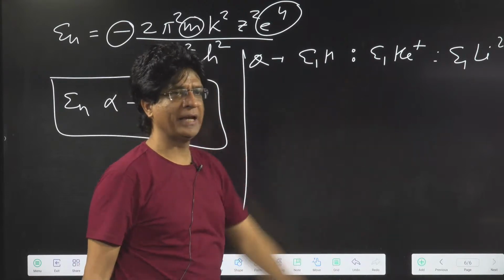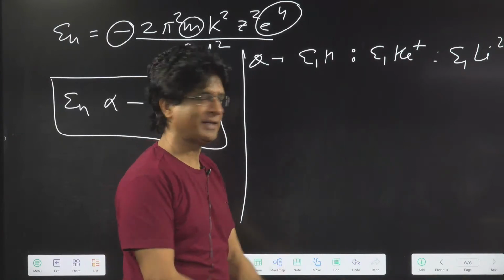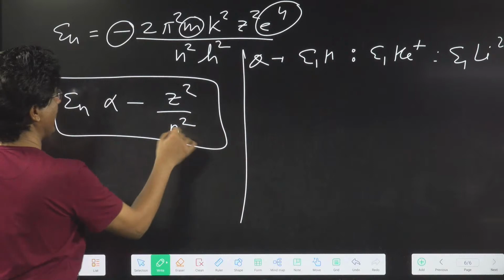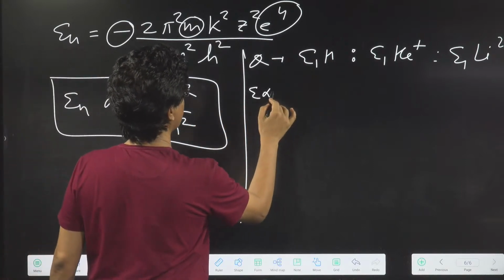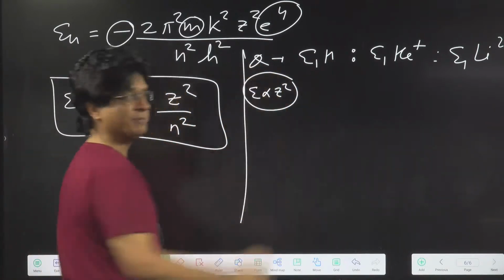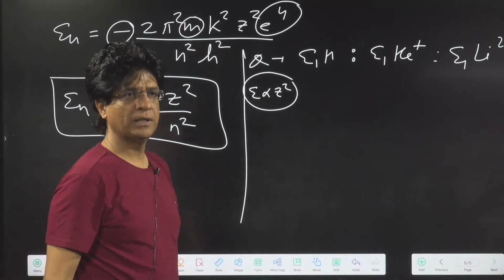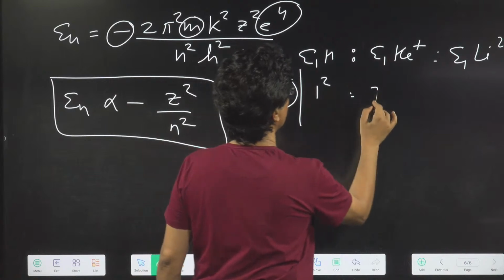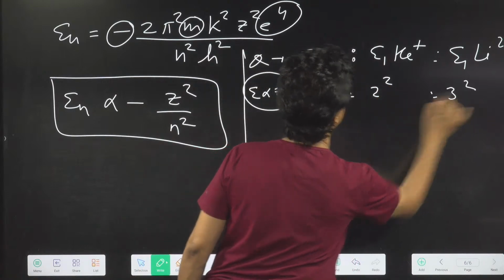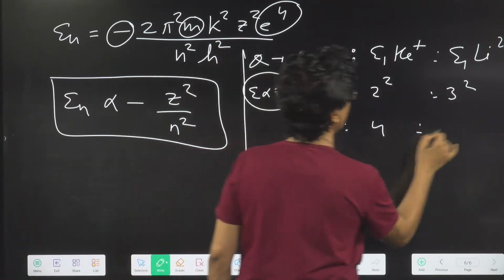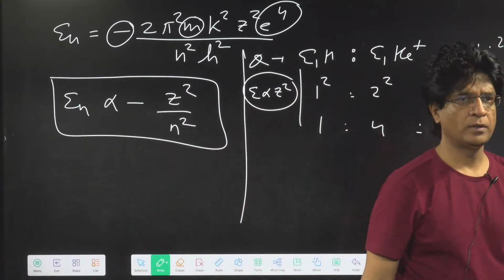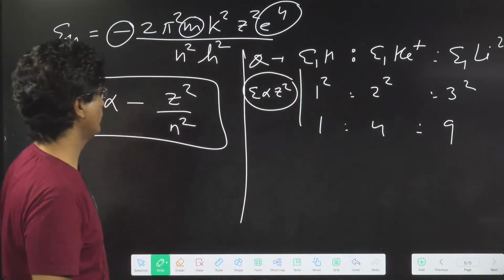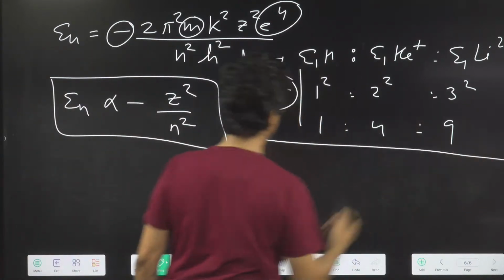Energy of orbit number 1. Can you see that over here? Since n is the same, energy is proportional to what? Z square. Energy is proportional to Z square, so it will be proportional to 1 square is to 2 square is to 3 square. That is 1 is to 4 is to 9. Getting it? All of you? Very good. Now one more question.